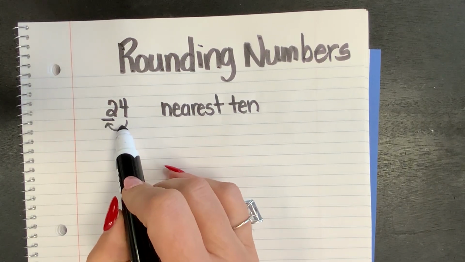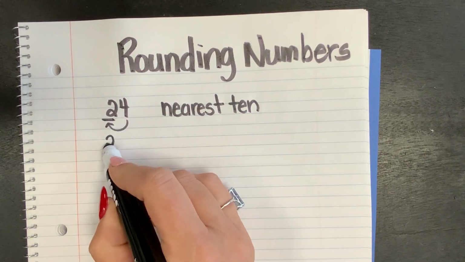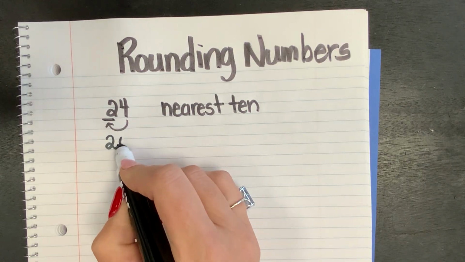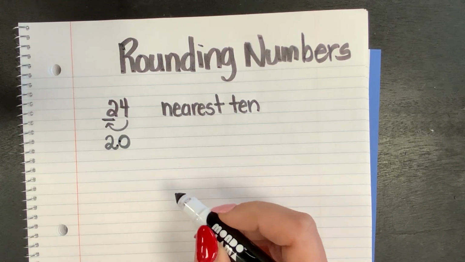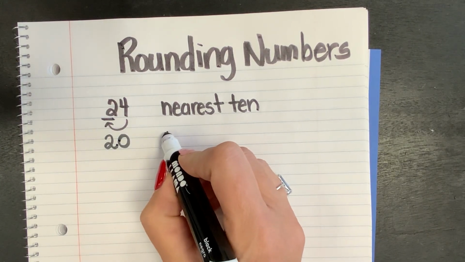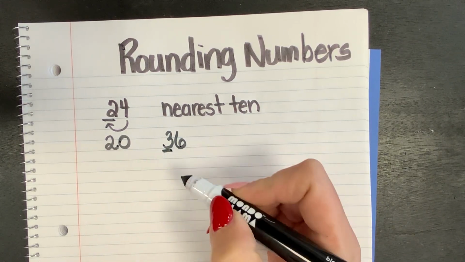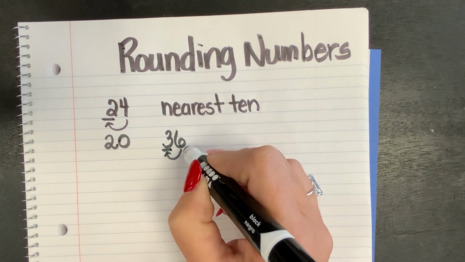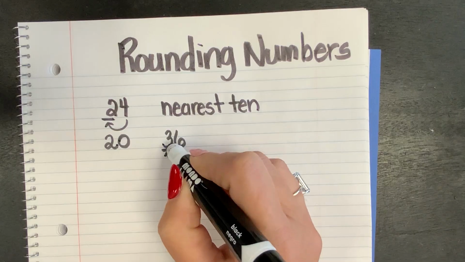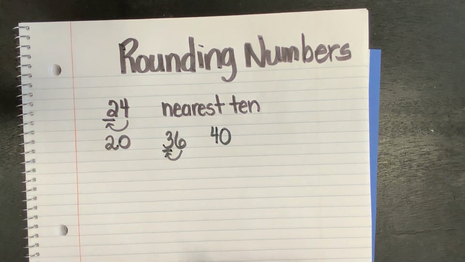So we know it's 4 or less. So we're going to keep that 2 the same. And we're going to make the number behind it a 0. It rounds closer to 20, okay? If I had the number, let's say 36, and we're rounding to the nearest 10, that's 5 or more in the ones place. So we're going to add one more, so that 3 now becomes a 4. So if you think of it this way, 36 is closer to 40.